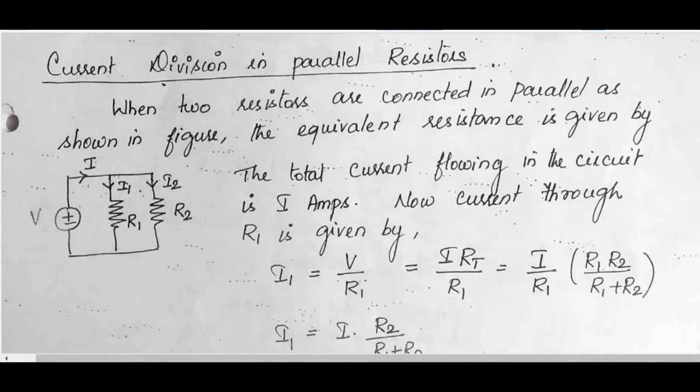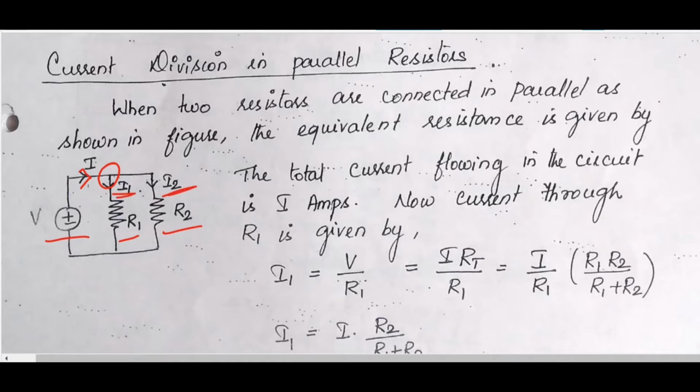Coming back to today's topic, it's current division in parallel resistors. When two resistors, R1 and R2, are connected in parallel, supplied by the voltage V, and it carries a current I, there is a junction point or nodal point where the current divides into I1 through R1 and I2 through R2.